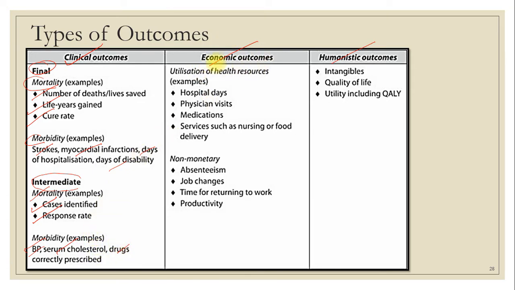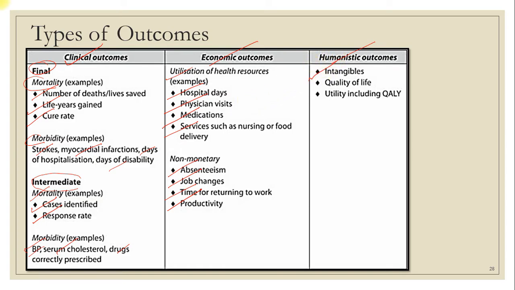Then economic outcomes. There are no final or intermediate outcomes over here. All of these are the final outcomes. It consists of utilization of health resources, examples are hospital days, physician visits, medications, and services such as nursing or food delivery. And the non-monetary outcomes, that is absenteeism, job changes, time for returning to work, and the productivity gains or losses.